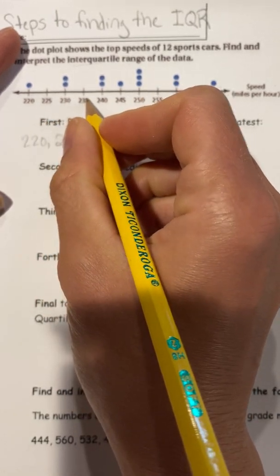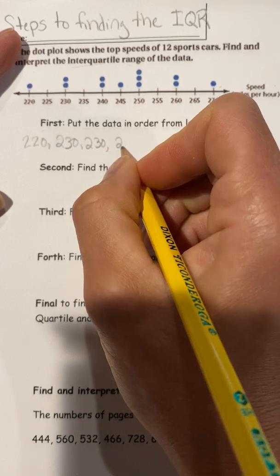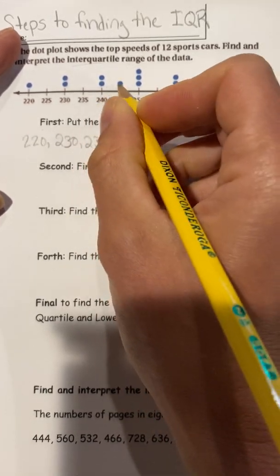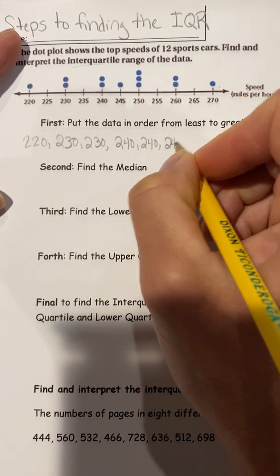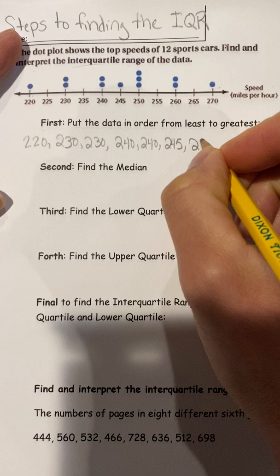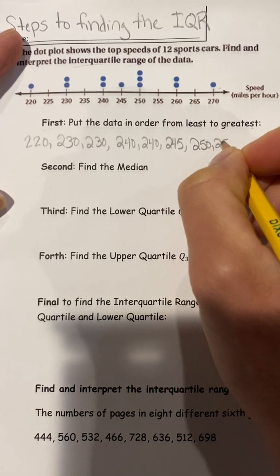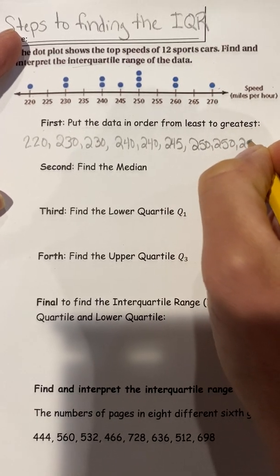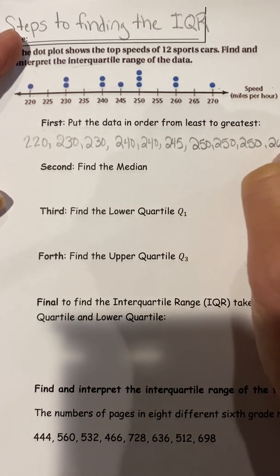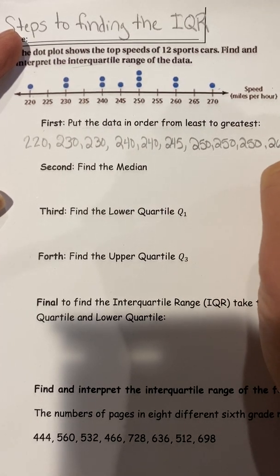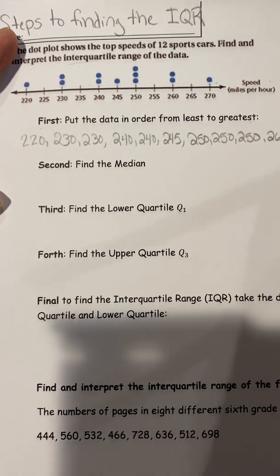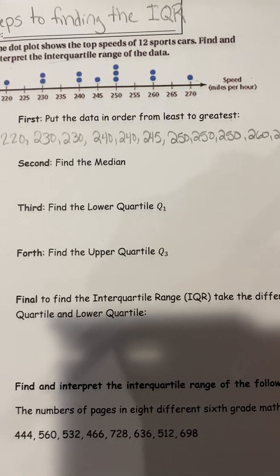So I have two cars that can go 230 miles per hour. No cars can go 235. I have two cars that can go 240 miles per hour. I have one car that can go 245 miles per hour. I have three cars that can go 250 miles per hour, so I have to write 250 three times. I have two cars that can go 260 miles per hour. And then I have one car that can go 270. Sorry, I know I kind of went off the page over here.